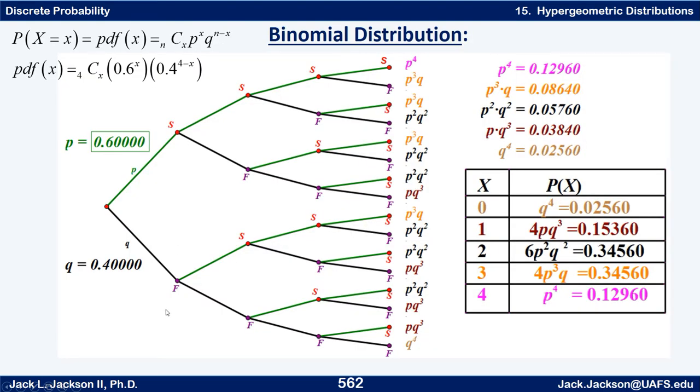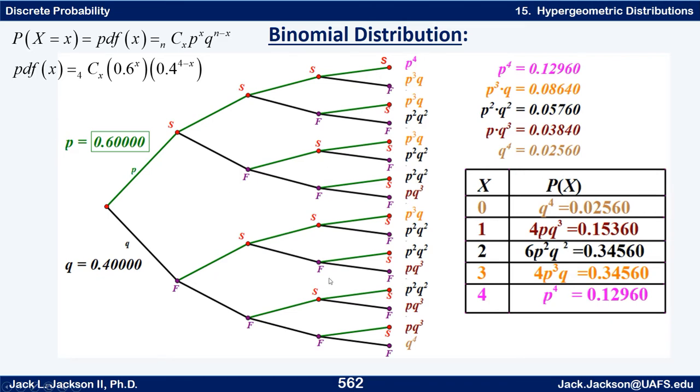And so this is what the tree looks like. You get a success or failure each time, and so there's always 2 branches. All the green branches go to a success, and all of those have probability P, which in this case is 0.6. All the black branches go to a failure, so they have probability Q, which is 0.4.